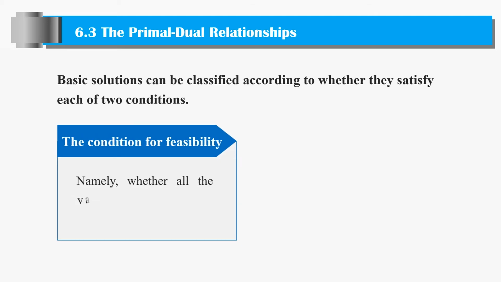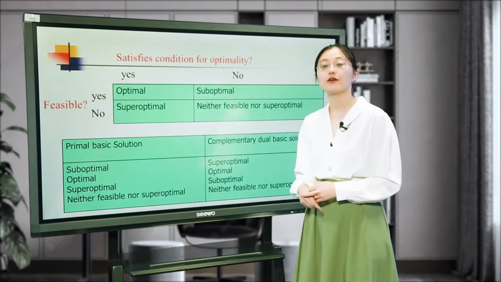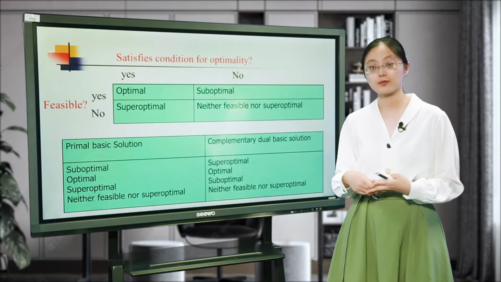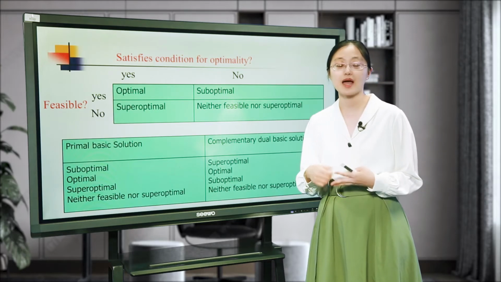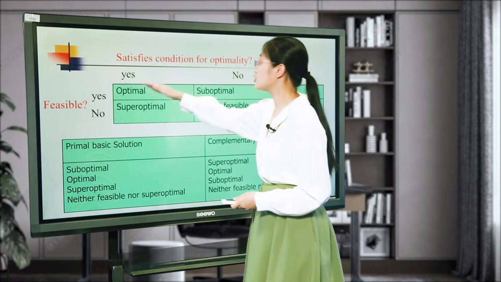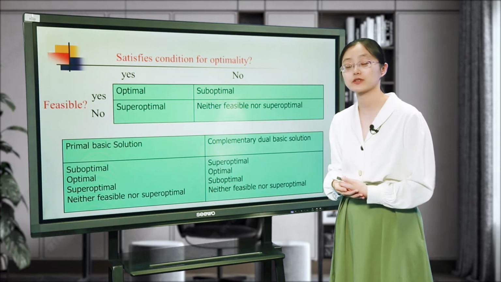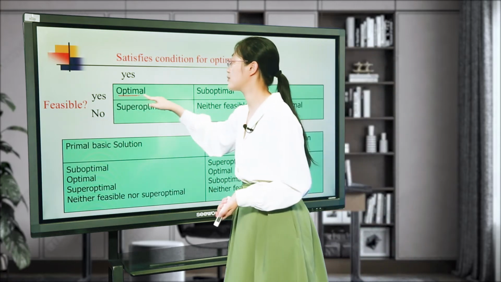One is the condition for feasibility, namely whether all the variables in the augmented solution are non-negative. The other is the condition for optimality, namely whether all the coefficients in equation 0 in the simplex method are non-negative. So based on whether a solution is feasible or satisfies the optimality condition, we have different names for these solutions. If a solution is feasible and also satisfies the condition for optimality, this is the solution we want. This is the optimal solution.